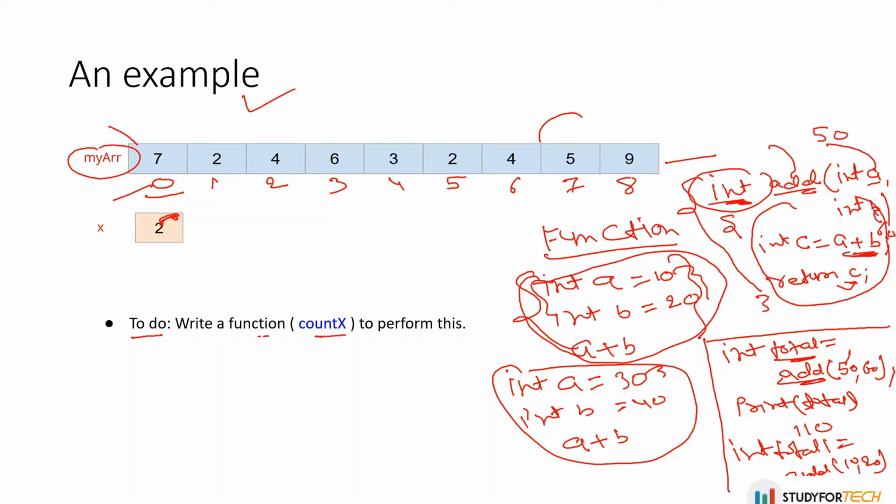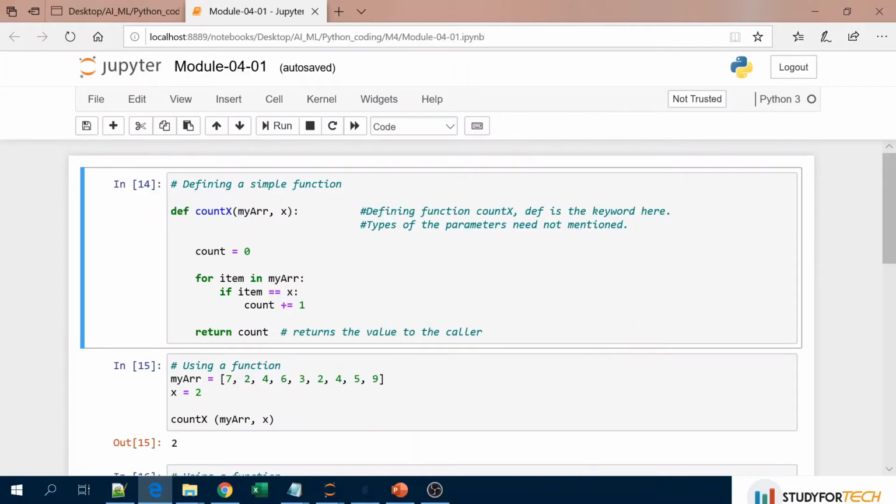So let's see how to define the function and implement these things in Python with Jupyter Notebook. You can see here how to define a function in Python. The keyword def is used to define a function in Python. So this is the simple function, and this is the function name, which is nothing but countx, and this is the formal parameter which is passed to this particular function.